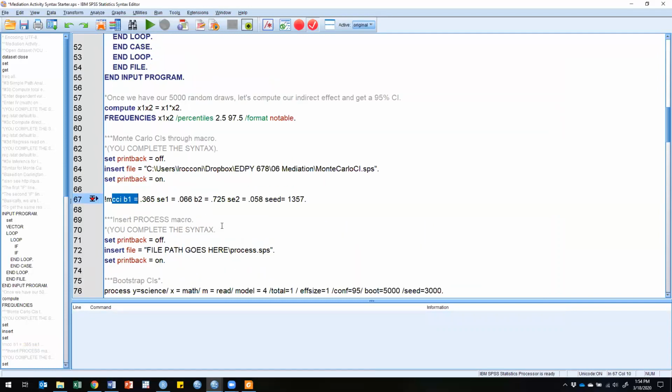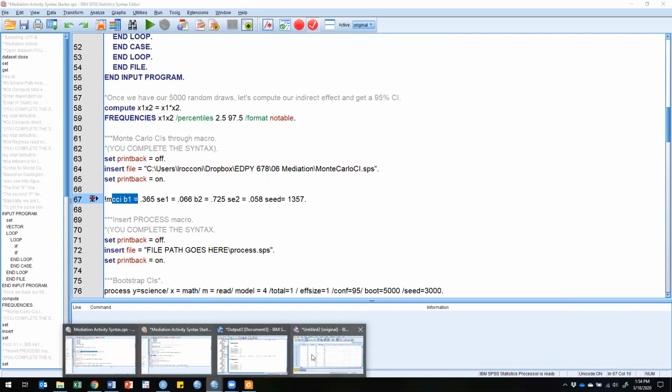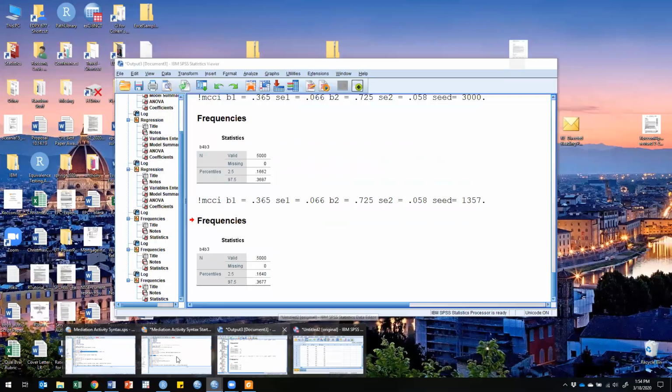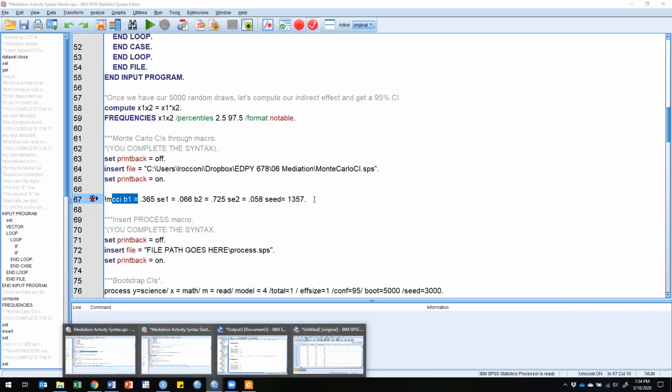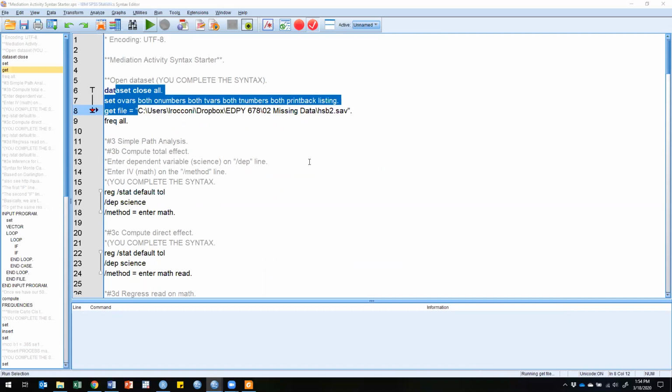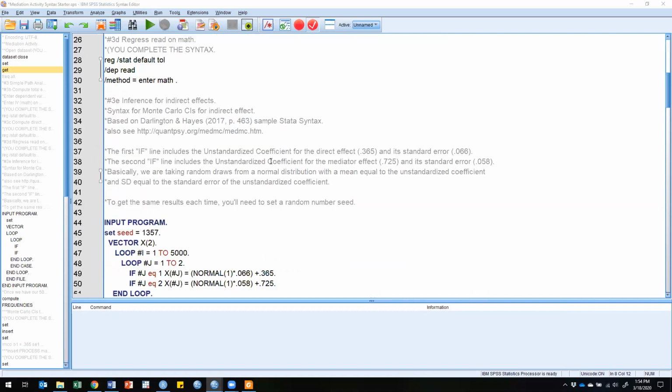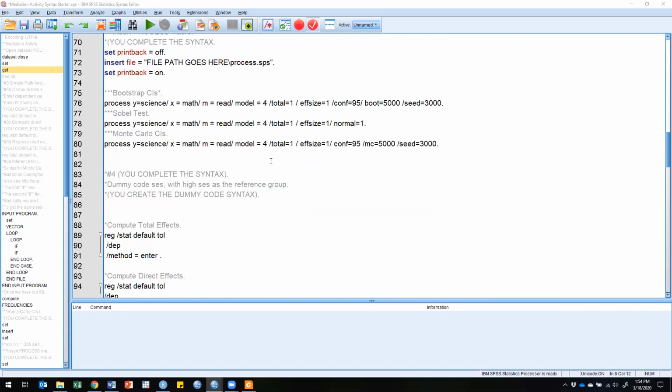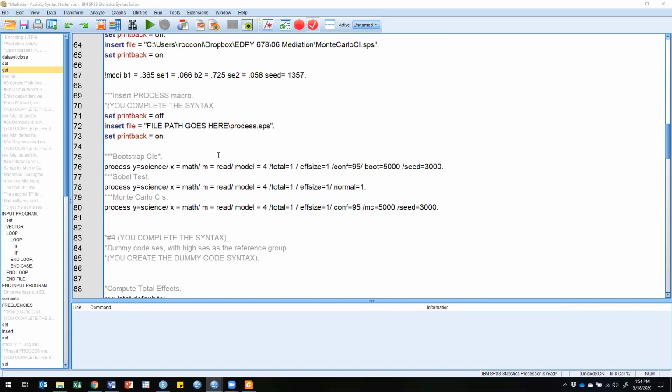So it's just going to give you an estimate of the statistical significance of the indirect effect. This creates a new data set, and sometimes it'll close out the original data set. Notice I don't have my original data set down here anymore. So I'll need to go back here and open my original data set again. I didn't do any data cleaning, so I don't need to change anything else. But I'll need that to run the process macro.